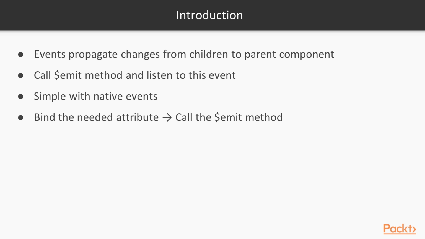Putting it very simply, you can call the $emit method from the child component with the name of the event being dispatched and listen to this event within the v-on directive on the parent component. If it is a native event such as input, it is even more simple. Just bind the needed attribute to the child component as a v-model and then call the $emit method with the name of the event, for example, input, from the child component. Actually, this is exactly what we have done with ChangeTitle Component.